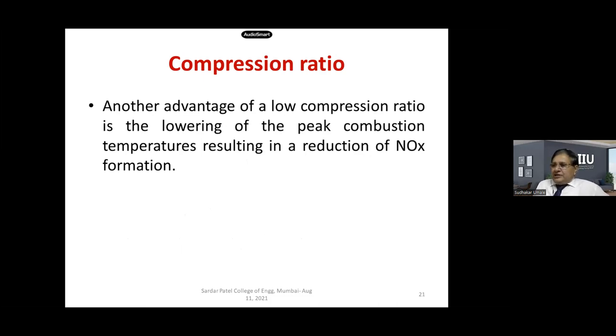The higher compression ratio results in higher cylinder pressure, higher heat release rate, and lower ignition delay. With the higher pressure and temperature, NOx and carbon dioxide emissions increase at higher compression ratio. On the other hand, specific particulate matter emission and smoke opacity are less at higher compression ratios.